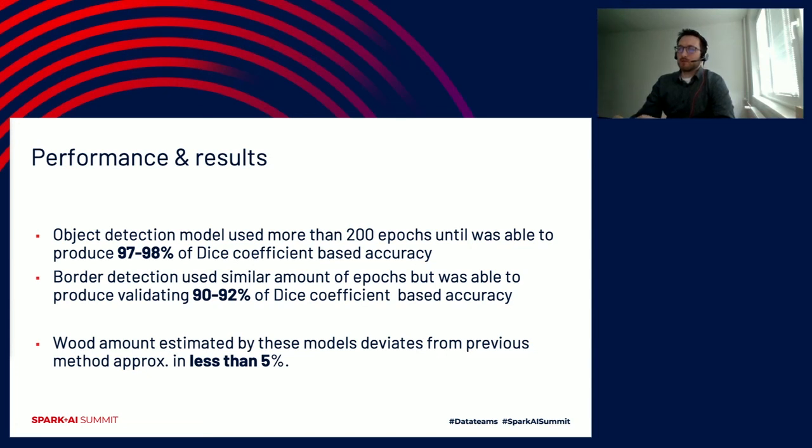So to give you some numbers on test data, or test samples, we were able to have like 97 to 98 percent of dice coefficient based accuracy on object detection, which was pretty good, I think. For border detection, we only have around 90 to 94, not 92 percent of dice coefficient. It varied based on, you know, how data were mixed in cross validation, etc.